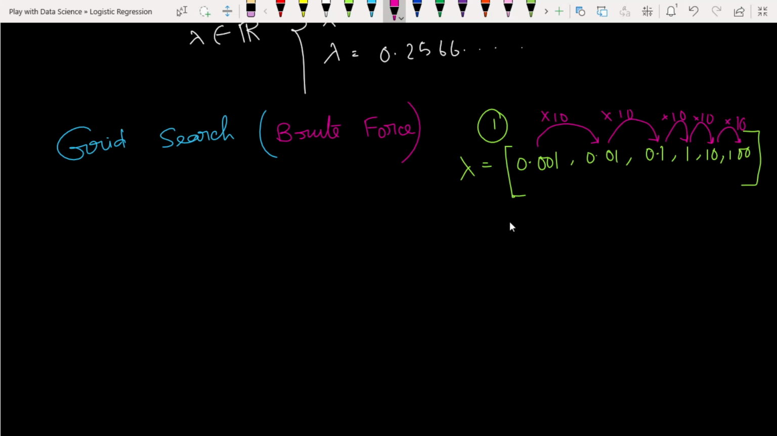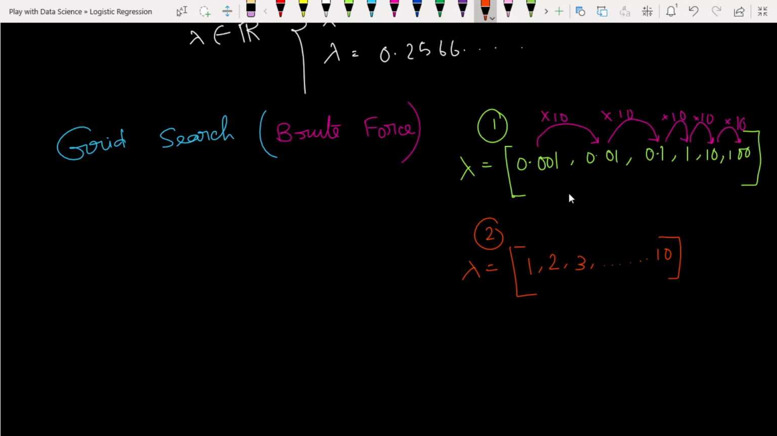Similarly, anyone can choose the value randomly as an integer. Suppose anyone can choose an integer, suppose 1, 2, 3, 4. So I suggest you choose the lambda value in a brute force technique, choosing the lambda value over a large interval.